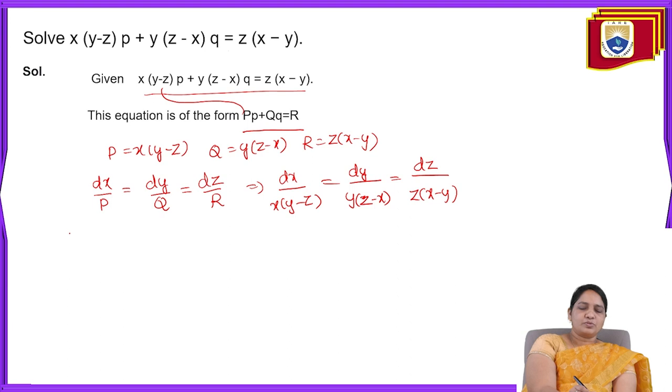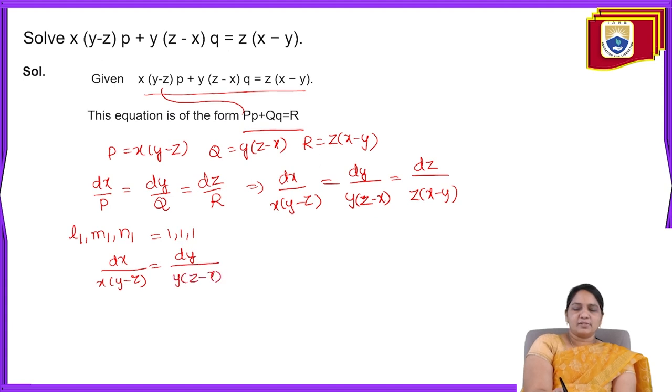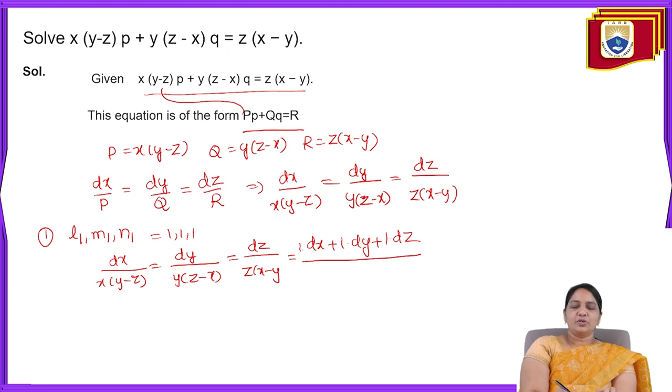So first I am choosing the first set of multipliers L1, M1, N1, those are 1, 1, 1. So now dx by x into y minus z equal to dy by y into z minus x equal to dz by z into x minus y. Now I am using the set of multipliers: 1 into dx plus 1 into dy plus 1 into dz by the denominator values. So here 1 into p, that is x into y minus z plus y into z minus x plus z into x minus y. So this value should be 0.